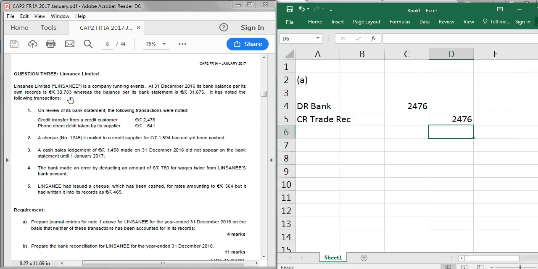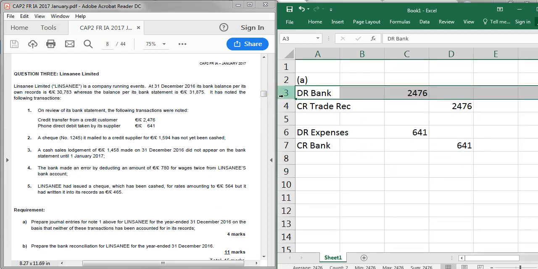So that is essentially your credit customers, your trade receivables, paying you. So you increase your bank, you credit your trade receivables. And a phone direct debit taken by the supplier. So you didn't have this in expenses already. So you'll debit expenses and you will credit your bank. By the bank here, we're looking at the bank account, which is the 3783. So we're updating that figure. 641 and 641. And that is your 4 marks for part A.